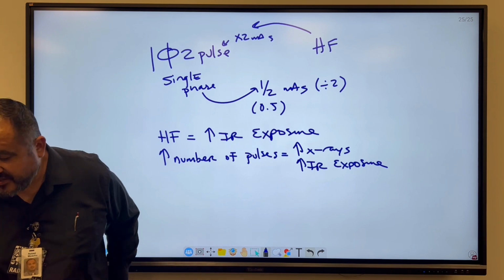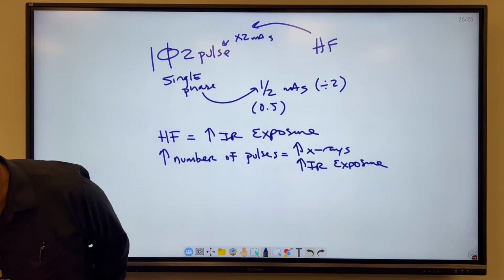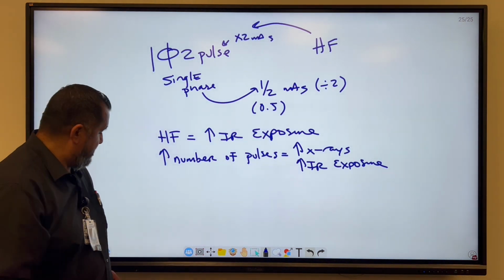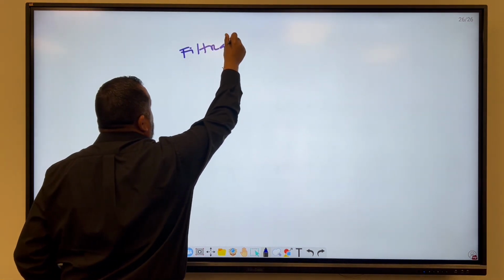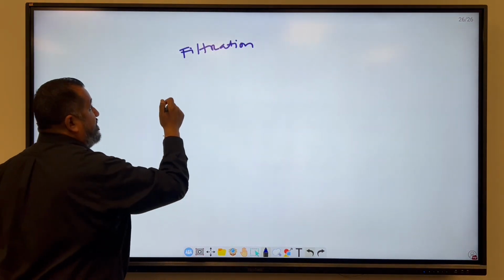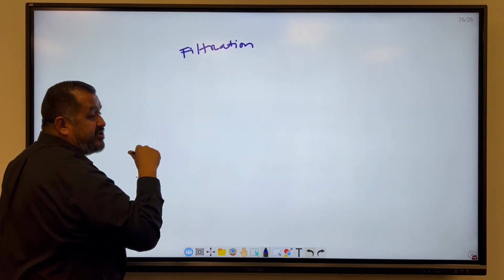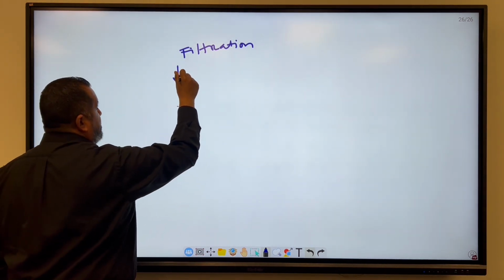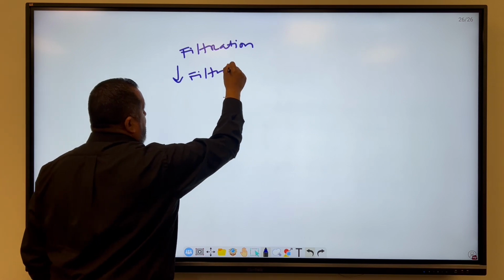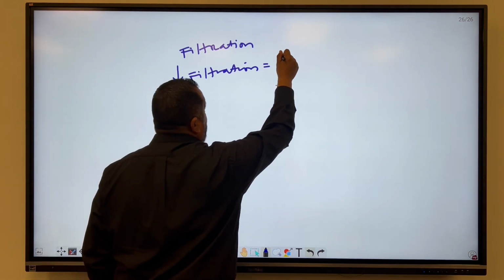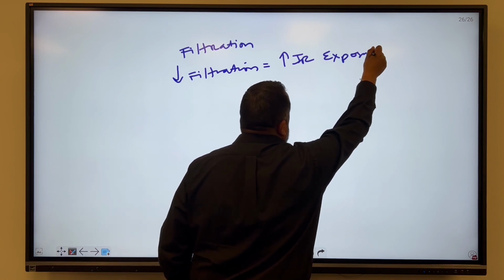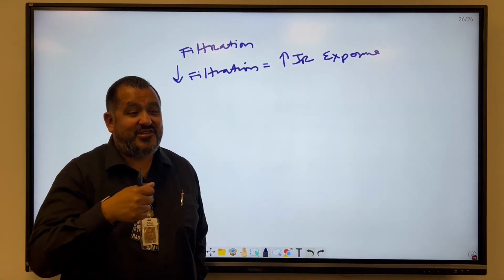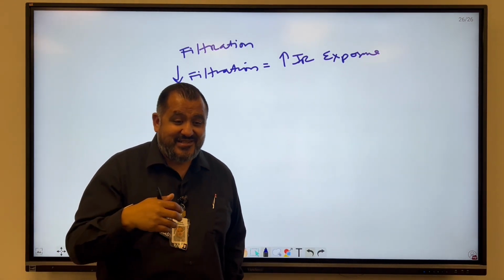Now, the other item here is going to be filtration. So filtration is also set. But if you decrease filtration, that's going to increase your IR exposure. Now, again, we don't change filtration. Back in the days, we had to change the half value layers, you guys. That's how old I am.